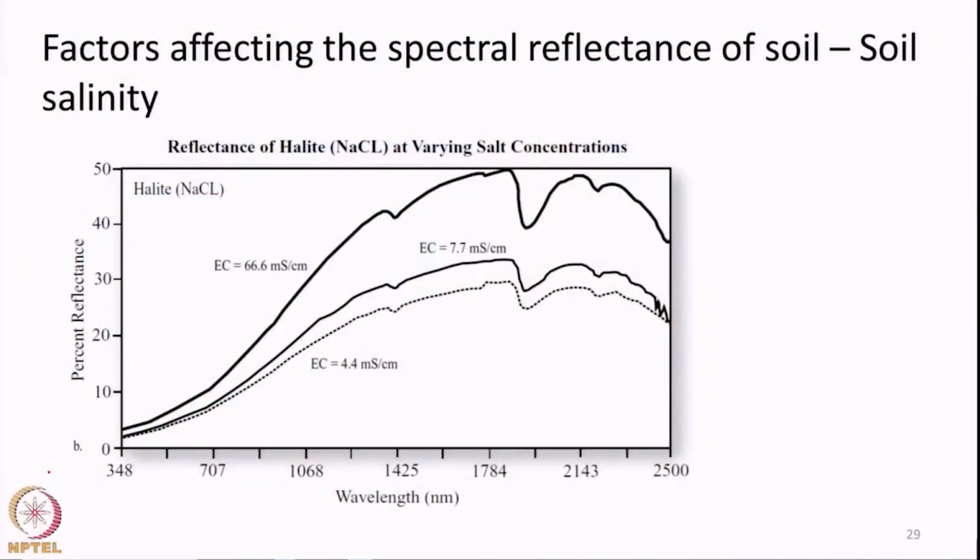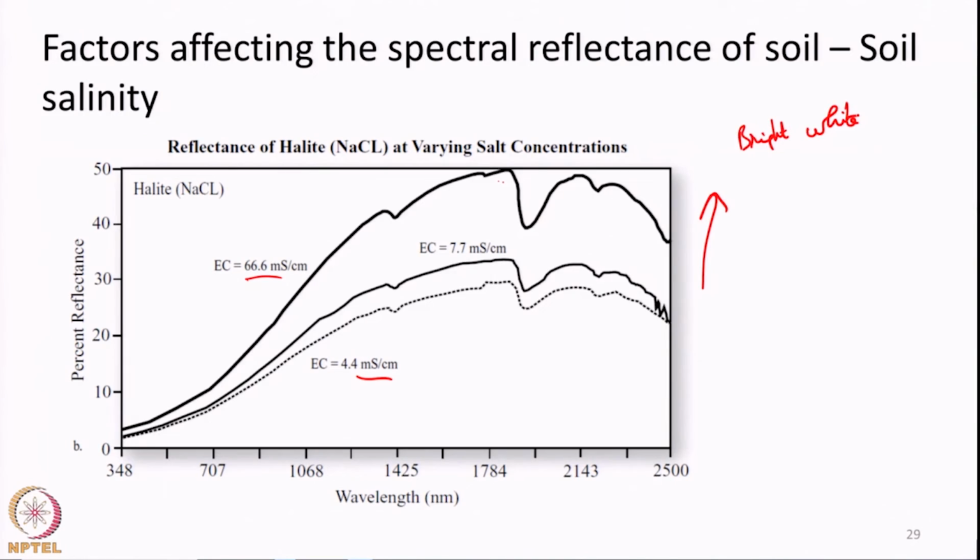The next property we are going to see is soil salinity. In general, the addition of salt to the soil will increase the soil reflectance, as given in this slide. Soil salinity is increasing like this from low salinity to very high salinity, which in general increases the soil reflectance. So soils that are highly saline sometimes may appear bright white in color.